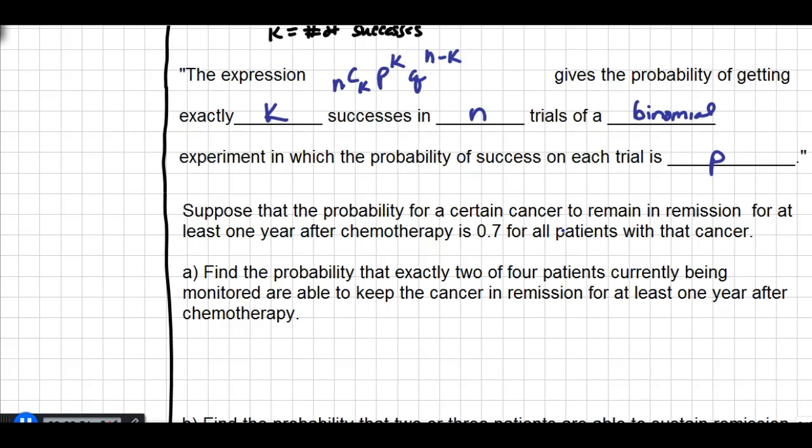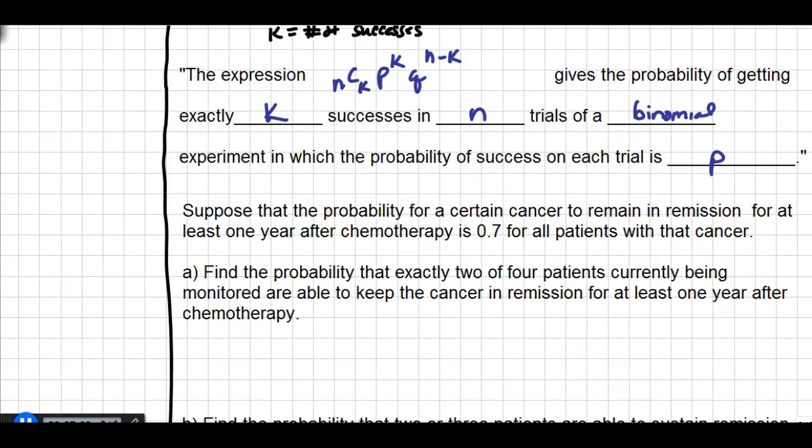Suppose that the probability for a certain cancer to remain in remission for at least 1 year after chemo is 0.7 for all patients with that cancer. Find the probability that exactly 2 out of the 4 patients currently being monitored are able to keep the cancer in remission for at least 1 year after chemo.